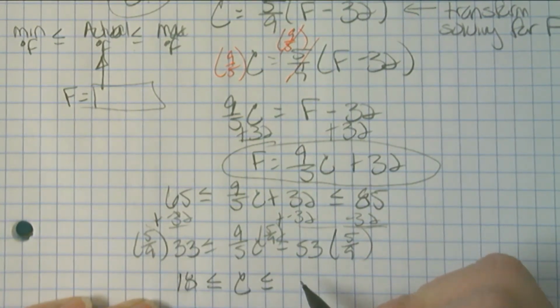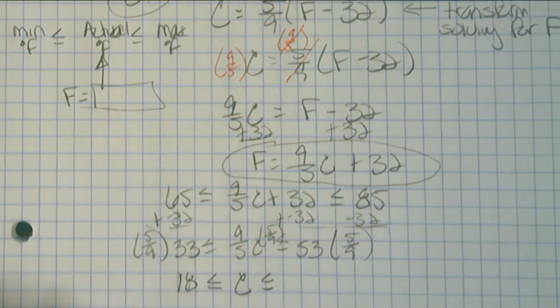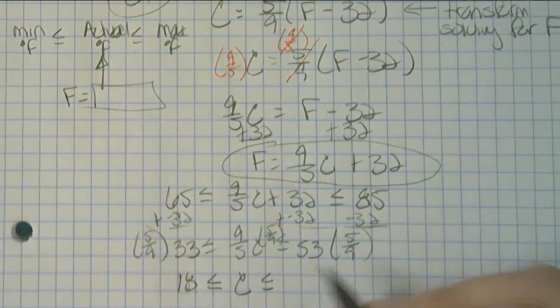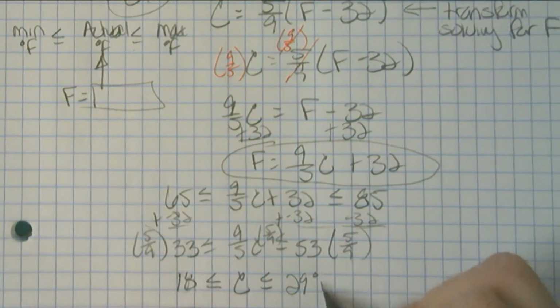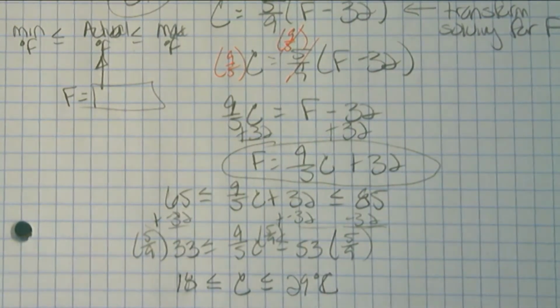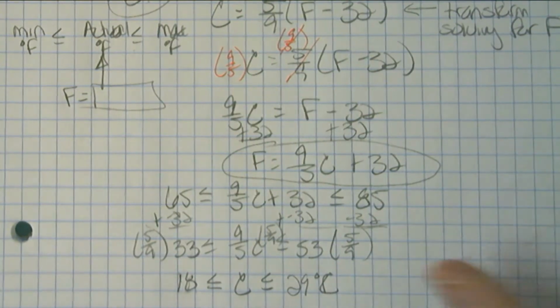No. So 53 times 5 divided by 9. There we go. This is going to give me 29 degrees Celsius. So I got 18 and 29 as my minimum maximum. How many of you guys got that? All right, and then I would write that as a sentence.